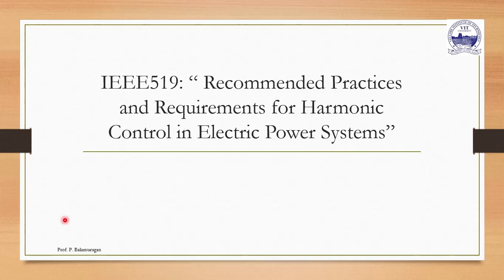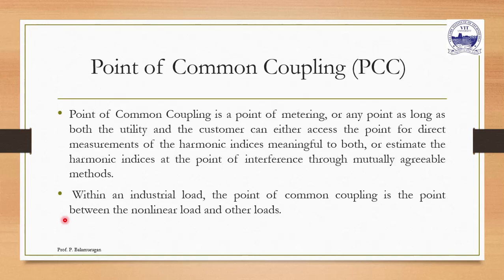Next is the recommended practices and requirements for harmonic control in electric power systems, and actually this is the guideline provided by the IEEE, the Institute of Electrical and Electronics Engineers, under the clause of 519. So IEEE 519 is, in general, a harmonic standard, but basically it is a recommendation provided by engineers to study or evaluate power quality.